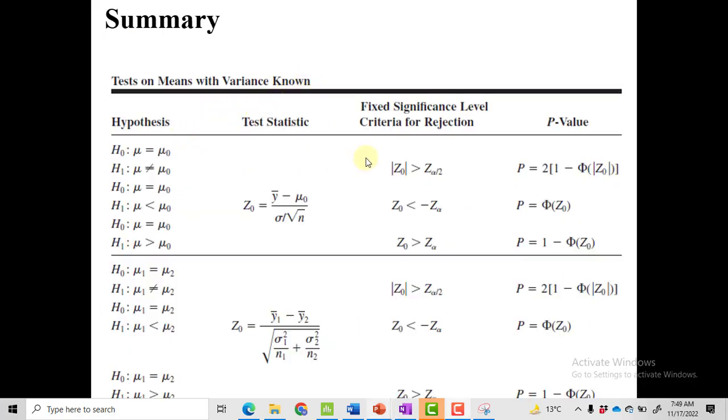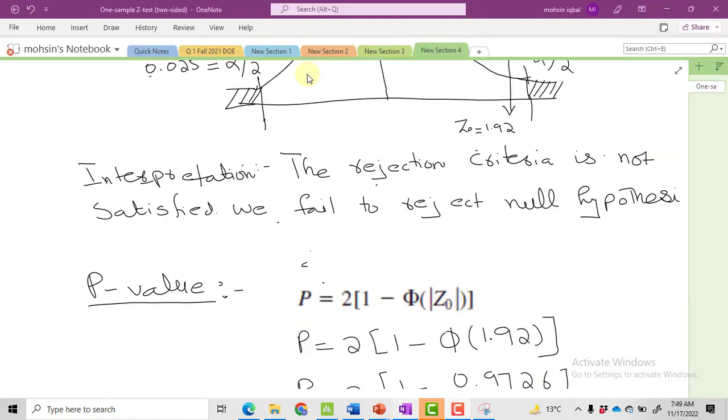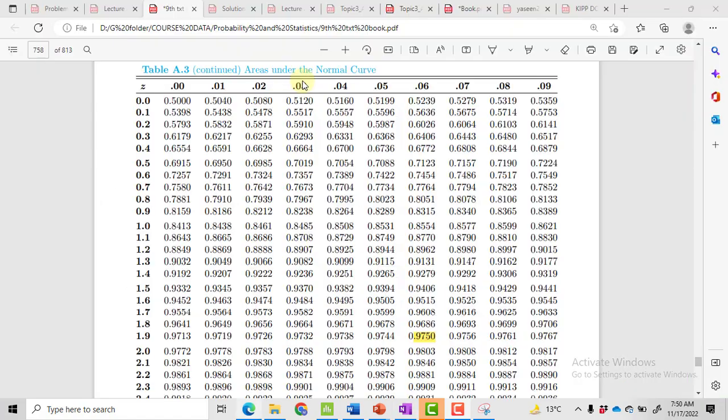Again, the expression for the computation of the p-value has been copied from there. P is equal to 2 multiplied by 1 minus the probability associated with the absolute value of z naught. So I have put the value of z naught in this expression. Now we will have to check the probability associated with 1.92. The z value is positive.